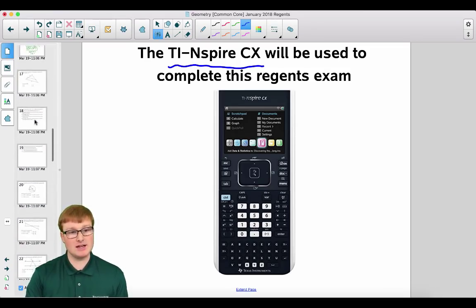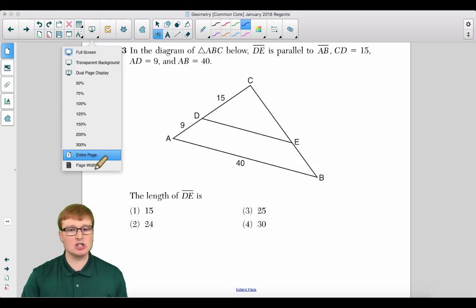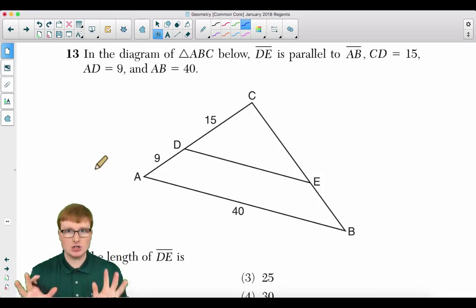So we are jumping right now to question 13 of this exam. Unlike the part 1 questions 1 through 12, these are just slightly more challenging but doable. Again, this was a rather easy exam compared to the rest of the Geometry Regents exams. Here we go, number 13.